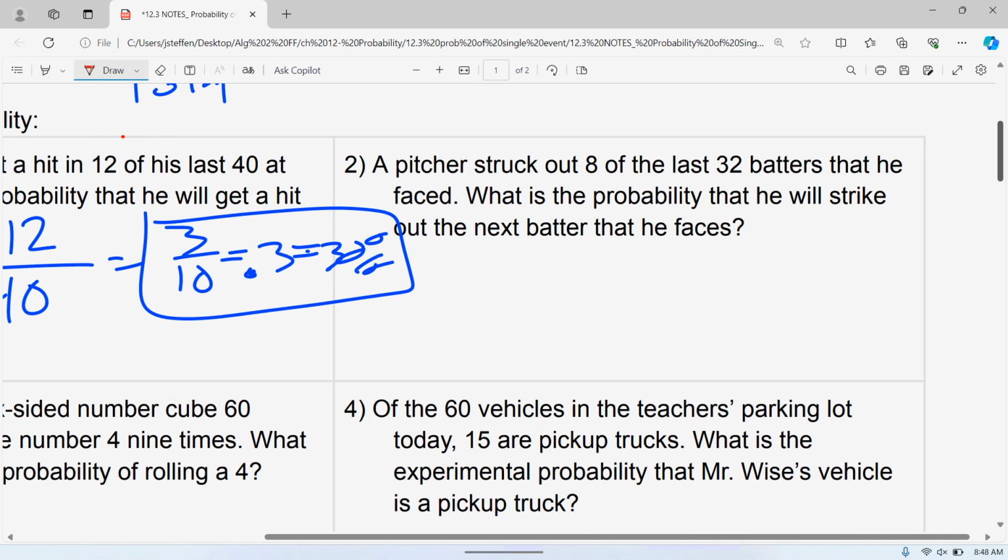The next one, not to stick with the baseball theme, a pitcher struck out 8 of the last 32 batters that he faced. What's the probability that he will strike out the next batter he faces? So he struck out, or what do we want? We want how many people he struck out of the total 32 batters. So 8 out of 32, again, we can make that into a fraction. That's 1/4. Divide both by 8, which is also 0.25, which is also 25%. I do not care which way you put that.